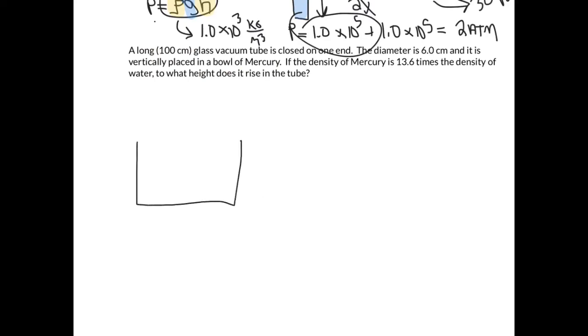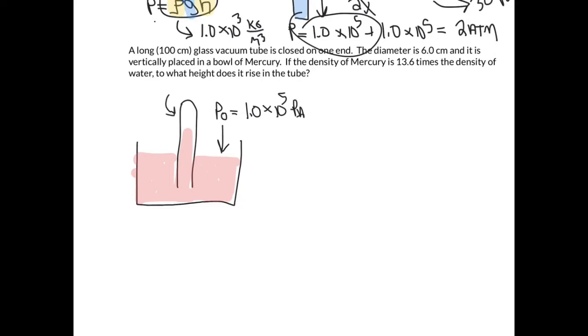Let's say we had a glass tube here, and it's a vacuum tube, and we stick that into a bowl of mercury. I'm just showing the mercury. Because there's a vacuum, the mercury is going to go up into the glass, and I'm showing the mercury rising above the surface. Why am I doing that? Well, there's an outside pressure. It's the atmospheric pressure, which is 1 times 10 to the 5th pascals.